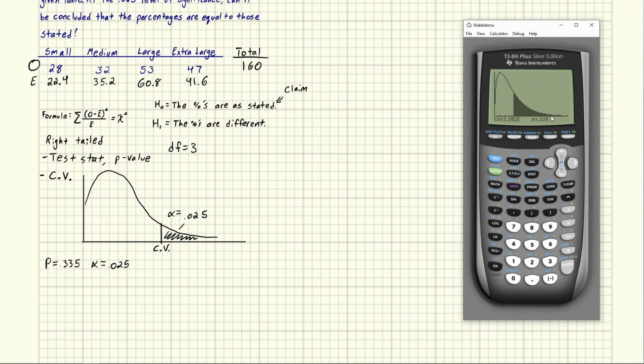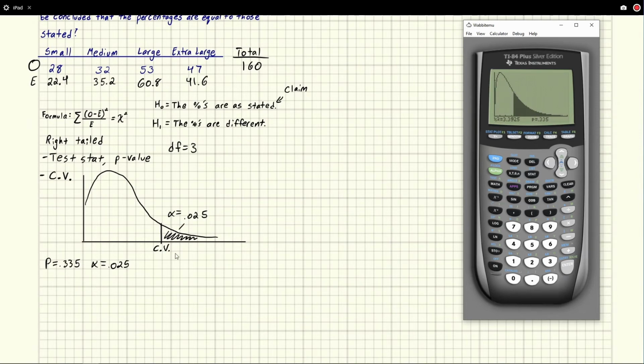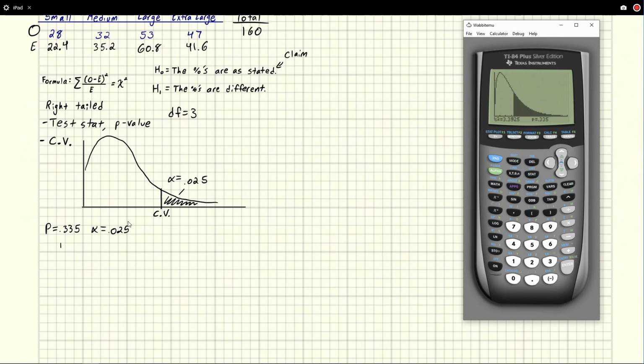But it's way down here. So we are very inside of the safe region. We're way out here. We're nowhere near this critical value. So we could say that P is greater than alpha. Therefore, we do not reject H naught, the null hypothesis. Or some teachers will say fail to reject the null hypothesis.